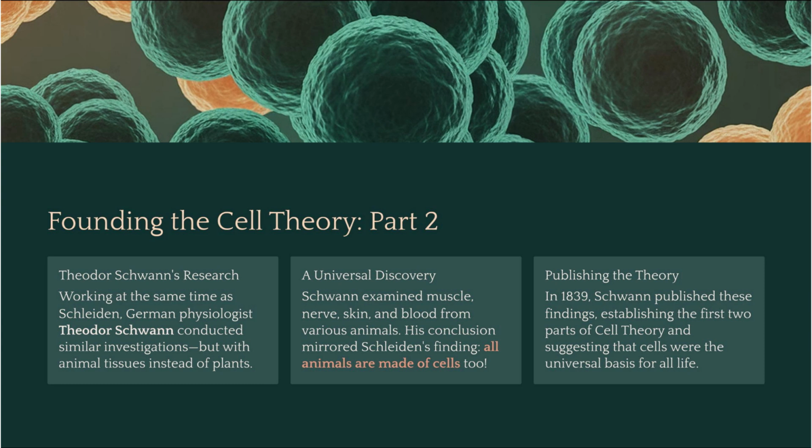Almost simultaneously, Theodor Schwann, a zoologist, was doing similar work, but focused on animals. He looked at feathers, blood, muscle, and bone. What did he find? Just like plants, all animals, from the smallest insect to the largest mammal, are also composed entirely of cells. Schleiden and Schwann realized they had discovered a fundamental truth. The cell is the basic unit of life, whether you're talking about a plant or an animal. These two ideas formed the first two pillars of the now famous cell theory.